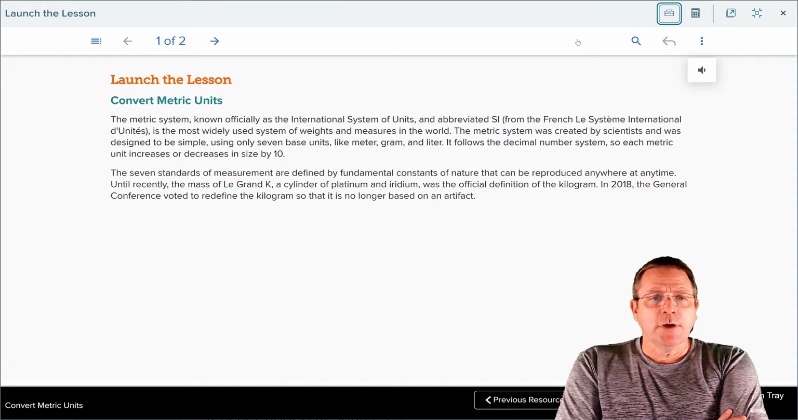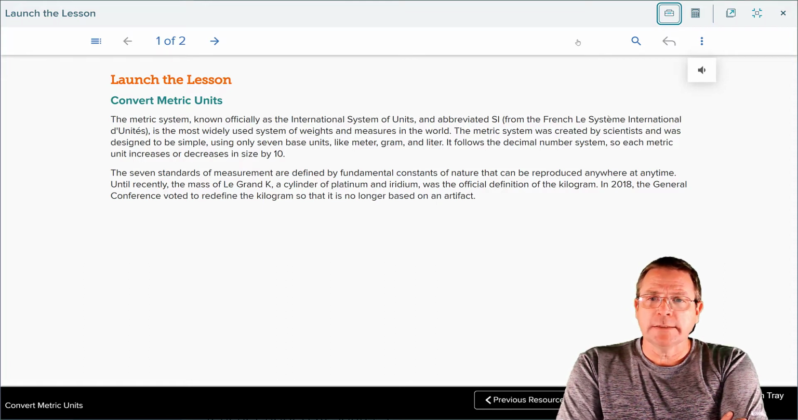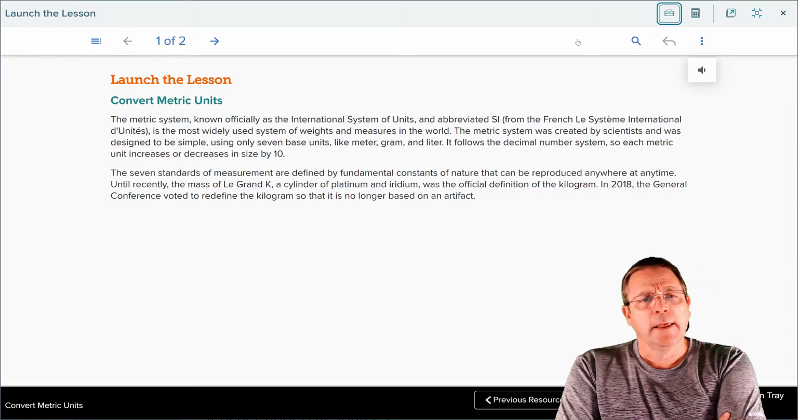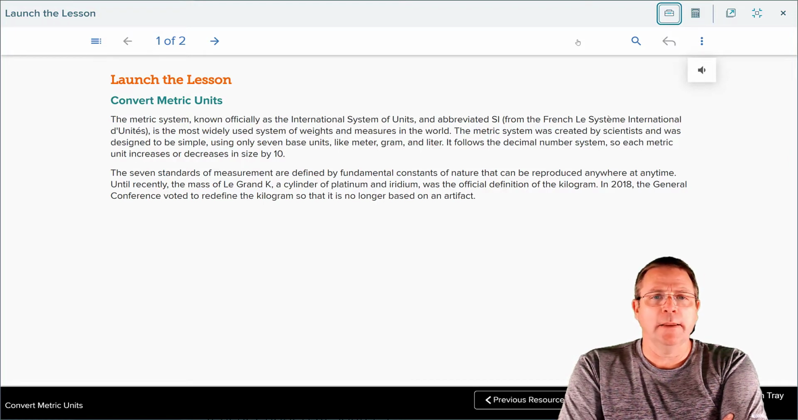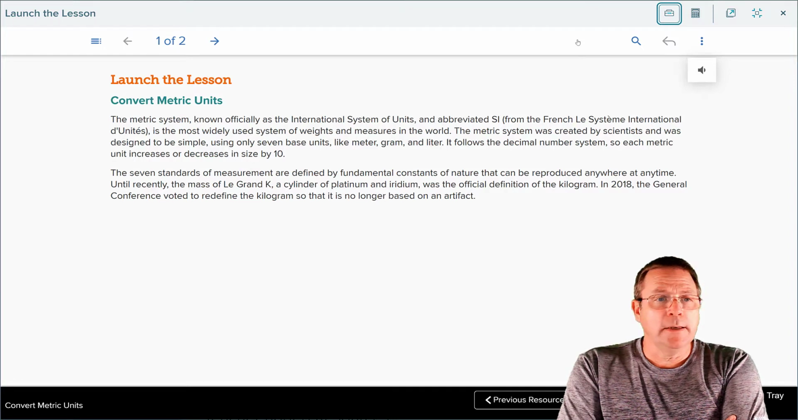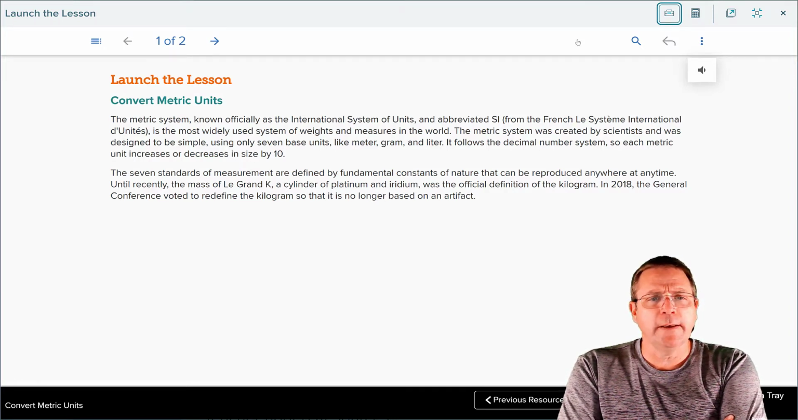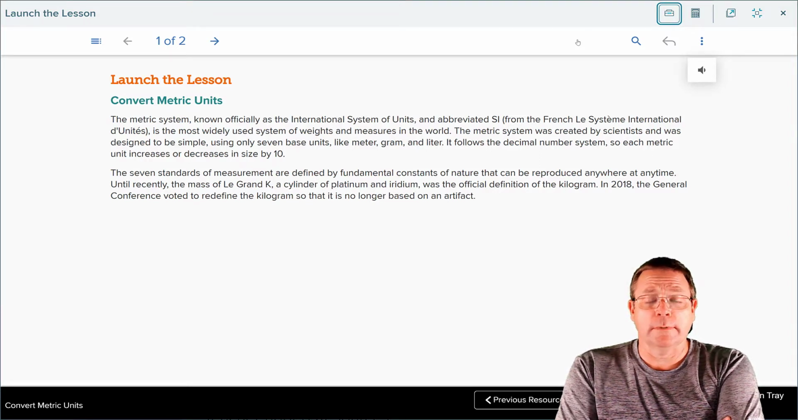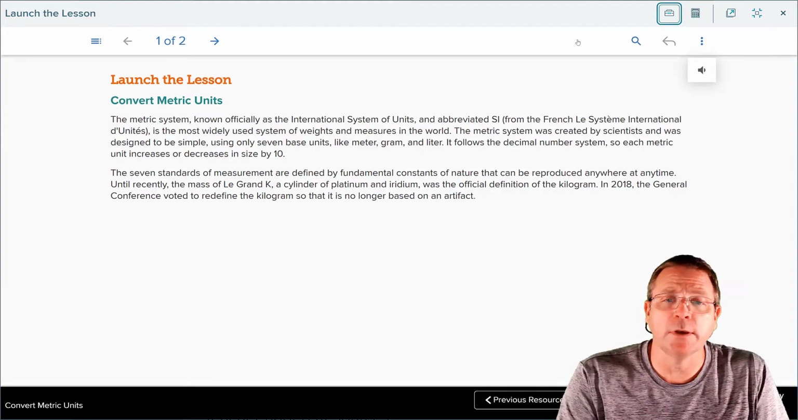The 7 standard measurements are defined by fundamental constants of nature that can be reproduced anywhere at any time. Until recently, the mass of Le Grand K, a cylinder of platinum and iridium, was the official definition of the kilogram. In 2018, the General Conference voted to redefine the kilogram so that it was no longer based on an artifact. So apparently Le Grand K was an artifact, and where it was a cylinder of platinum and iridium, I guess they didn't like it being based on something historical, so now it's based on something new.